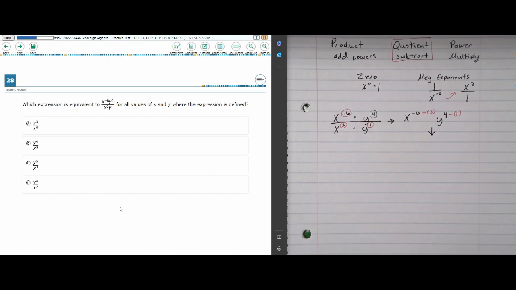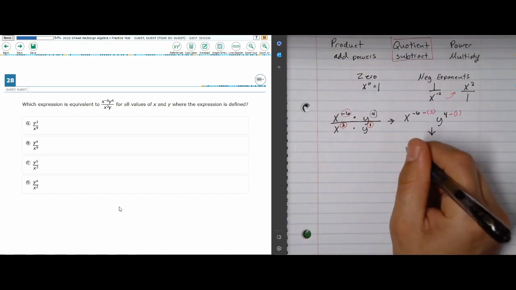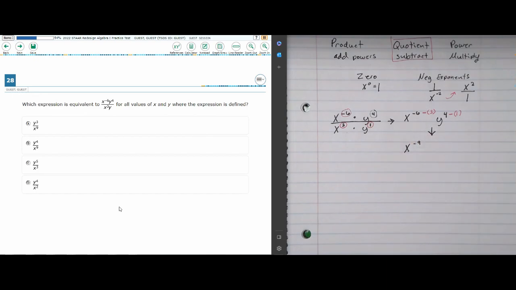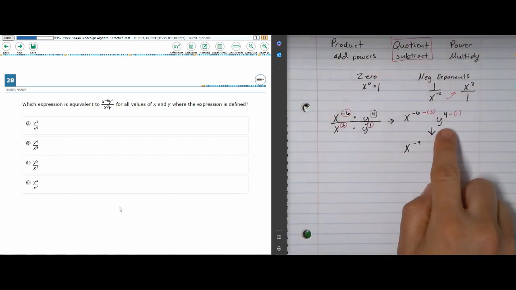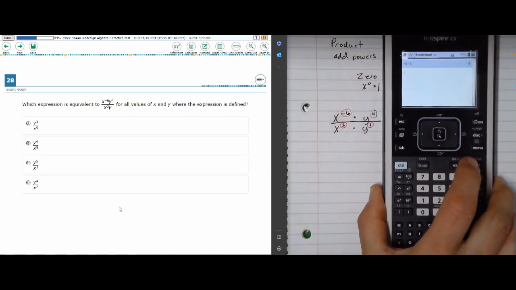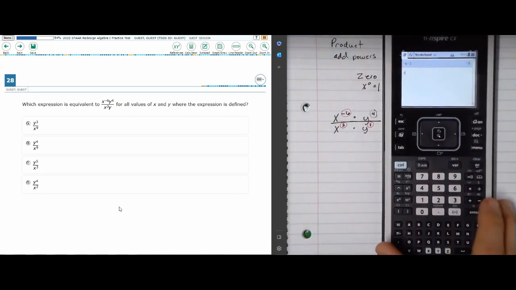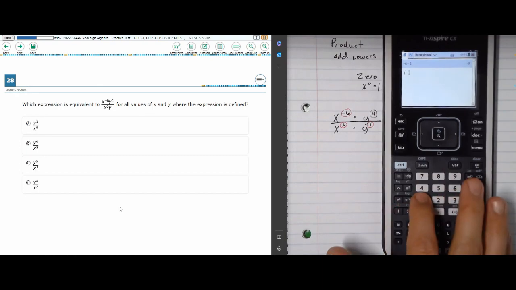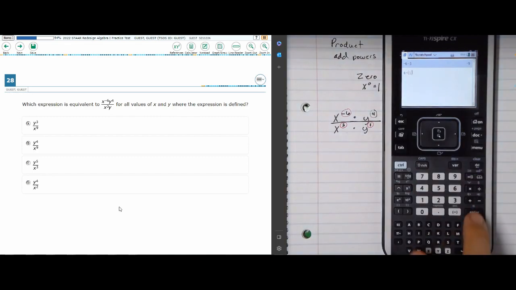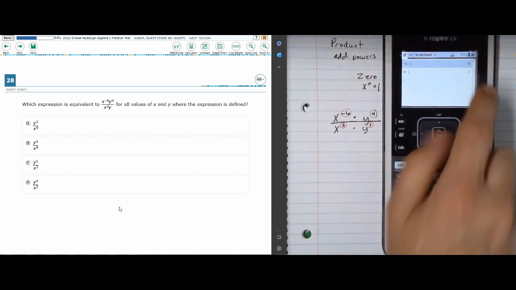So I'm going to write that down real quick. I now have x to the power of negative 9. Now we have to do the y's power. So we have 4 minus 1. And I know there's some of you going, Mr. H, I can do 4 minus 1 in my head. I don't need to use the calculator. But I'm going to use it just for simplicity, just to show you. I'm putting it in exactly as I wrote it, and it gives me a positive 3.